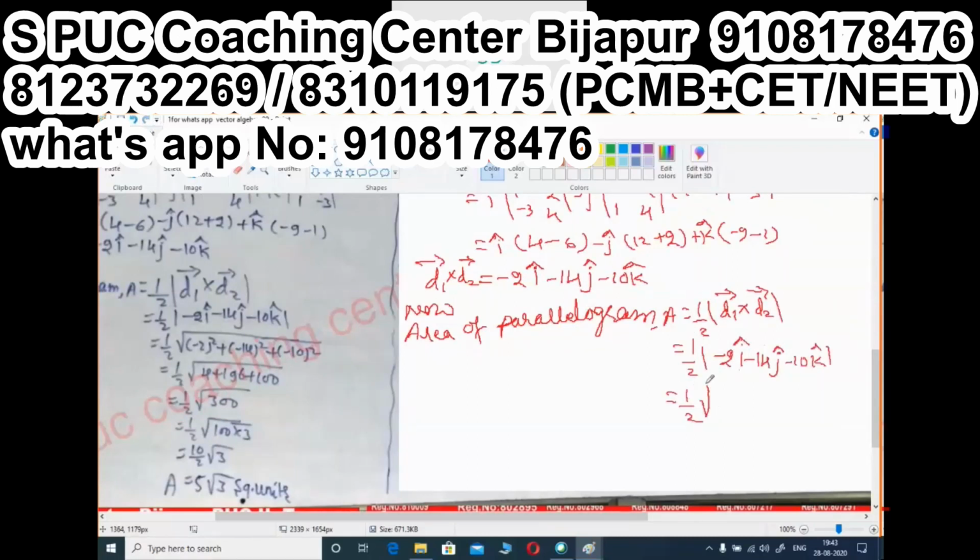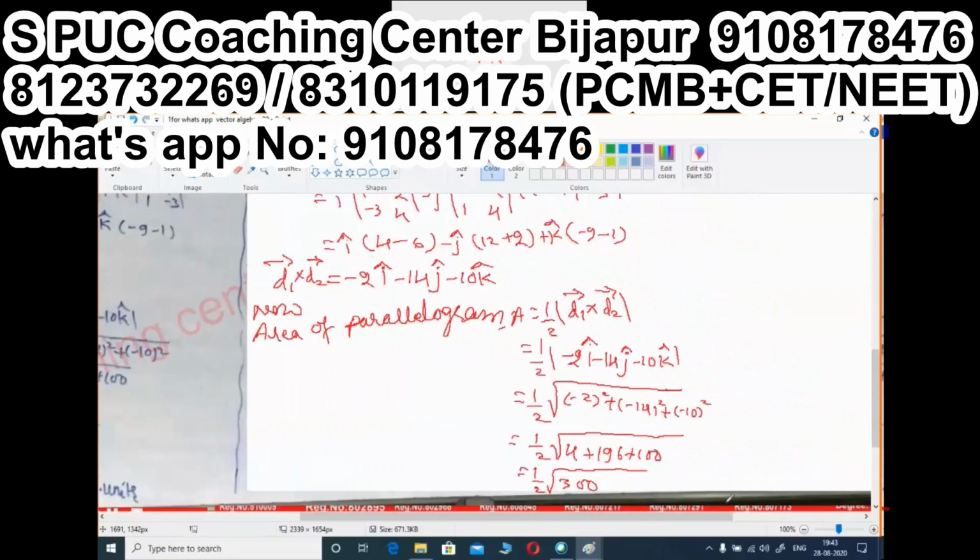So this is square root of minus 2 square plus minus 14 square plus minus 10 square. Okay, 1 by 2 of what is it going to come out? 4 plus 196 plus 100. What is it going to come out? 1 by 2 square root of 300. Then that 300 you can simplify. I am going to write on this side here.